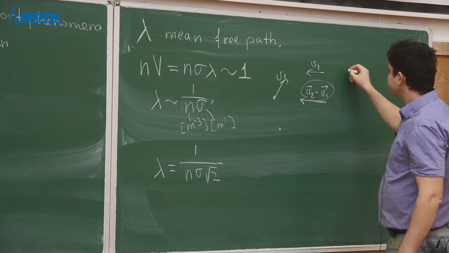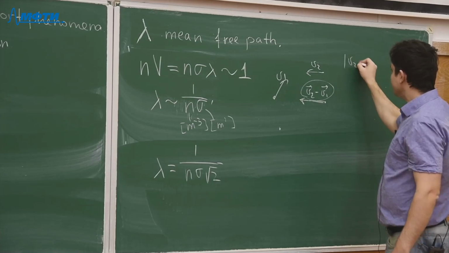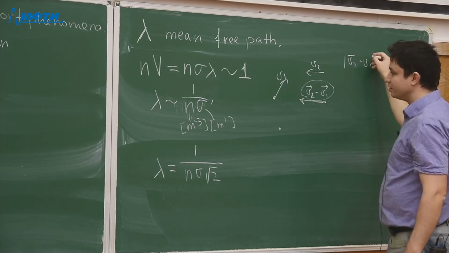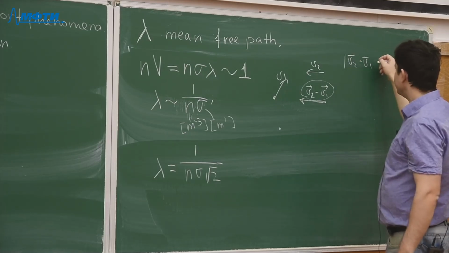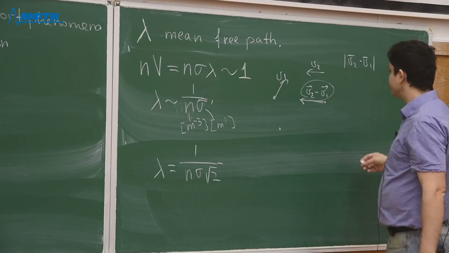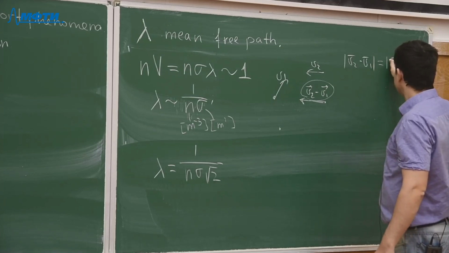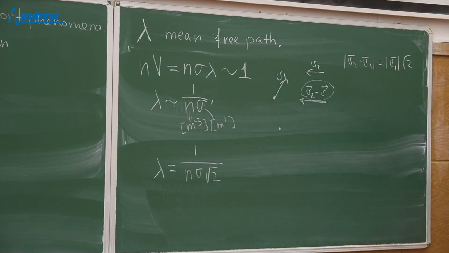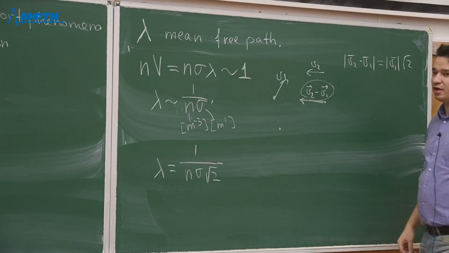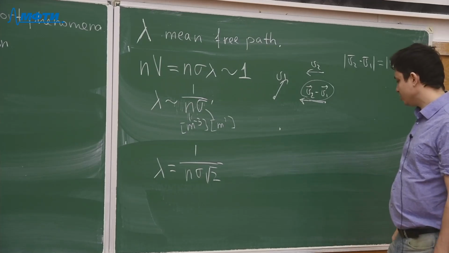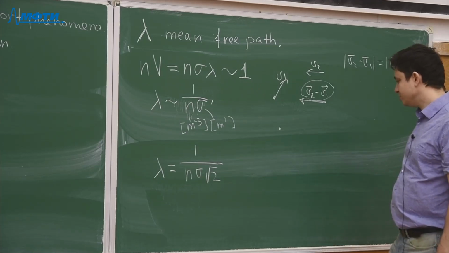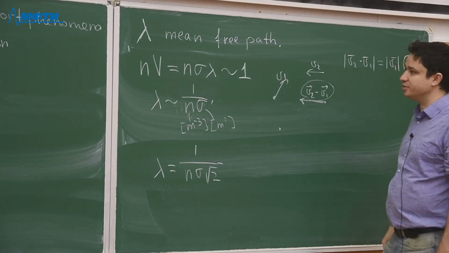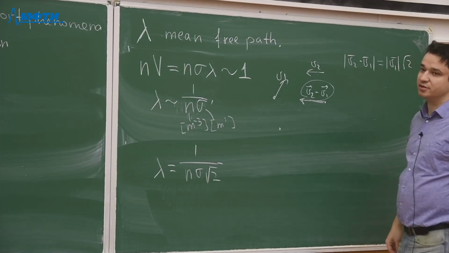And the average of v2 minus v1, the average relative speed, is larger by a factor of square root of 2 than the average speed of a single molecule. That applies both to the average speed, and also to the root mean square speed, or any other speed associated with the Maxwell distribution.